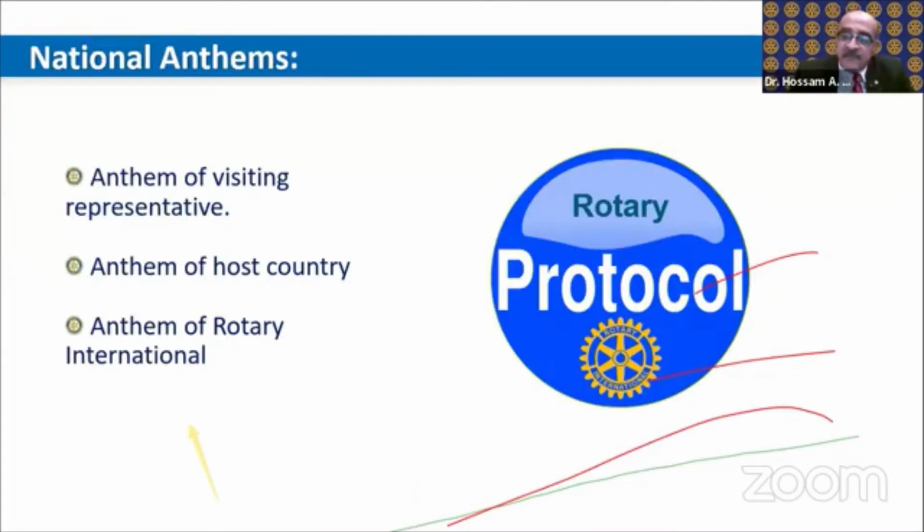If a representative of Rotary International is visiting the meeting, the first anthem will be the national anthem of the visiting representative of the Rotary International president. And then the anthem of the host country, and then the anthem of Rotary International. If he is not available, then we take the normal anthem order, then the anthem of Rotary International. If a district has its own anthem, well, that's optional.